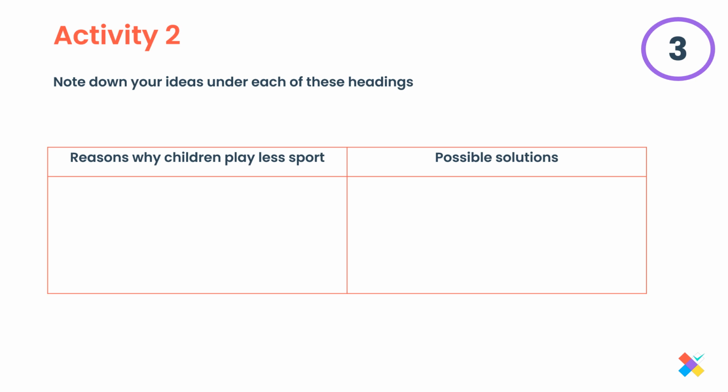Now, for this activity, ladies and gentlemen, we have a table in which you have to generate ideas for reasons why children play less sport and then possible solutions. I'm going to give you 3 minutes for this one. It would be a very good idea to have at least 2 reasons and at least 2 possible solutions. All right? So think about this situation.